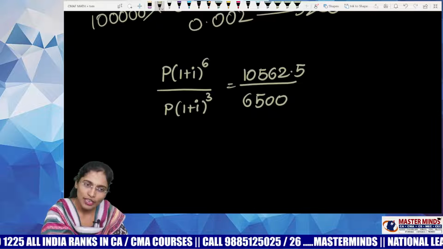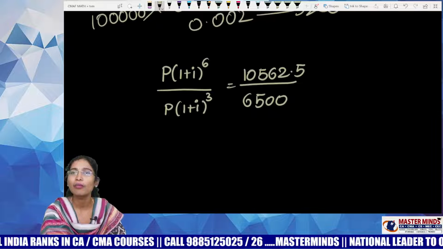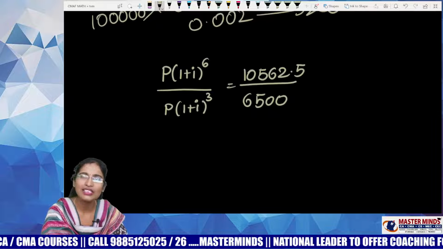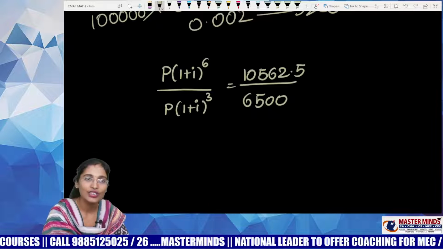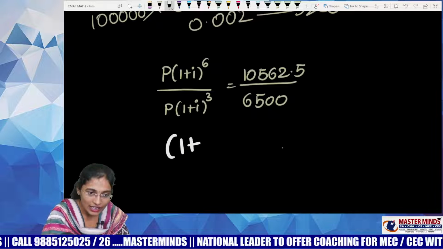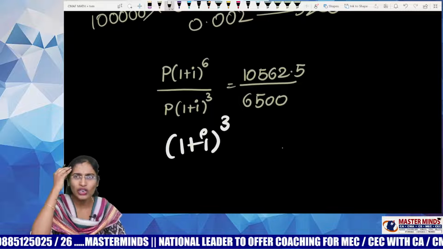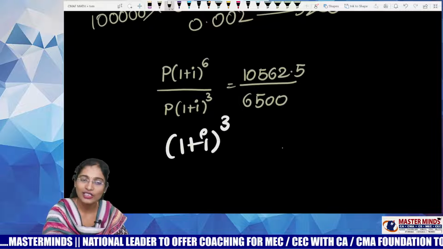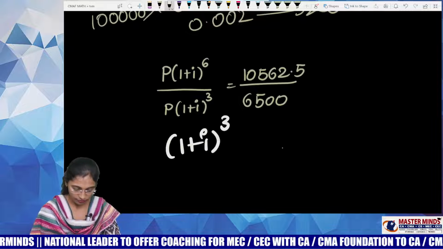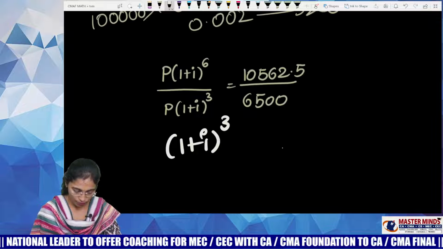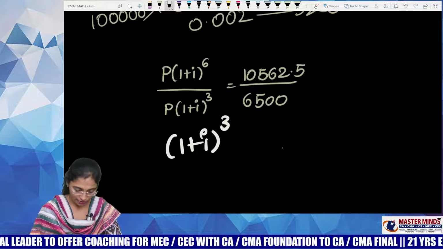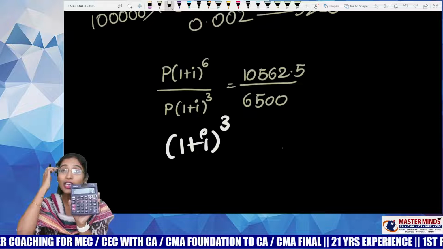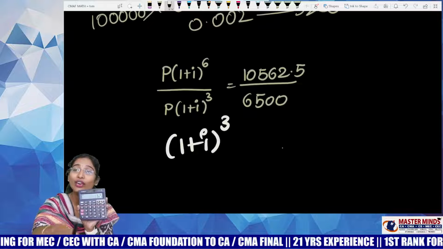If I take this 1 plus i whole power 3 to the numerator, it will become a power m into a power minus n, right? Or else a power m by a power n means a power m minus n. Yeah, what I'm going to calculate is 1 plus i whole cube. That's what I'll keep in my mind. నేను అదొక్కటి మాత్రమే గుర్తుపెట్టుకుంటాను. So take your calculator and tell me how much is this. 10,562.5 by 6,500. I got 1.625, that I'll keep in mind.